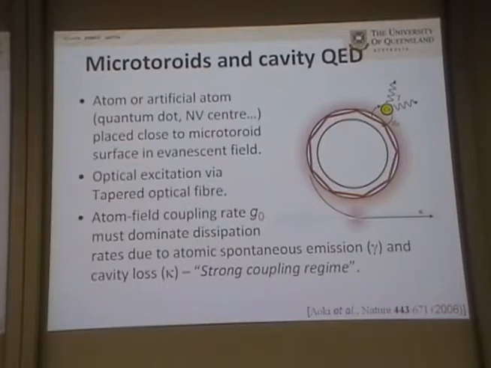So we're interested in doing these sorts of experiments with microtoroids because they do provide this integrated scalable platform. What you imagine is that you have your toroid, with its evanescent field, and you either have an atom sitting in the evanescent field, or you stick a quantum dot or some sort of artificial atom to the surface of the cavity. You couple in with an optical fiber, which can be very efficient, far more efficient than an equivalent free-space type scheme. And then we want to get into this strongly coupled regime.